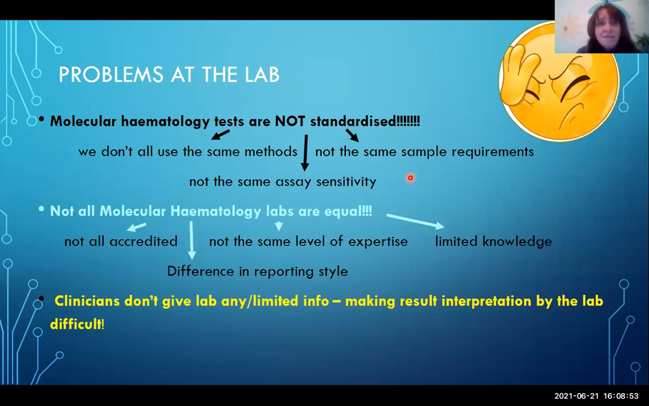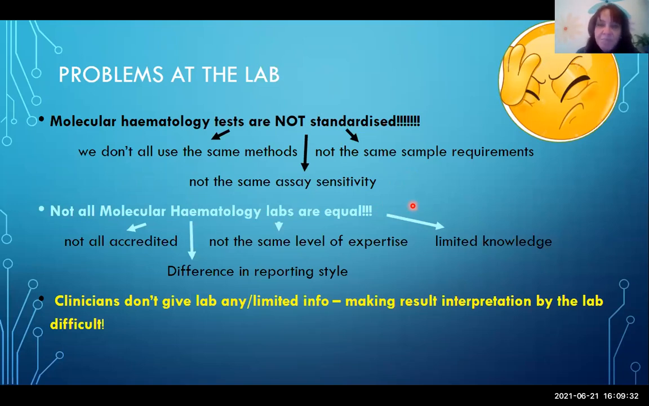So asking for a test in one lab isn't necessarily going to give you the same result, or they're not asking for the same samples as another lab. Unfortunately, and I'm really not picking on anybody, and I'm not saying we're perfect, but not all molecular hematology labs are equal. There has been an explosion in the number of kits and some equipment that is definitely making it easier for people that are not trained in molecular biology to be able to do these tests. But definitely there is a problem then when it comes to the expertise and the knowledge for interpreting the data.